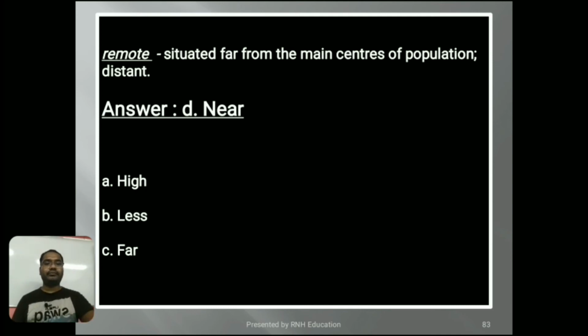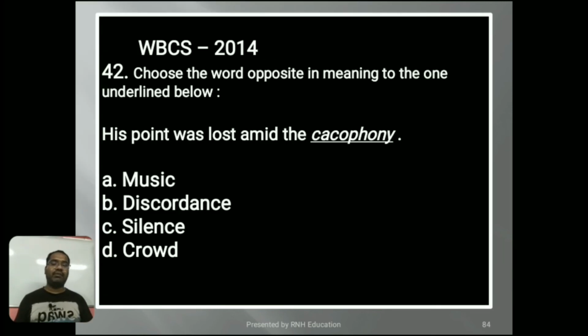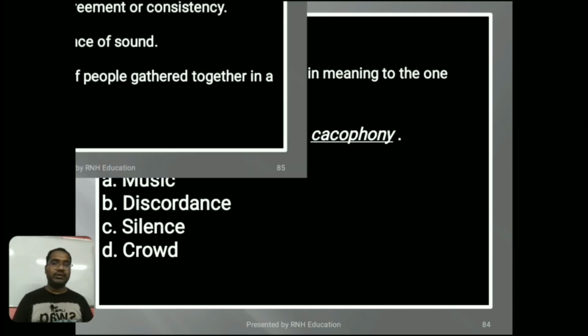Going to the next one, that is question number 42, and these questions have been taken from the year 2014. Choose the word opposite in meaning to the one underlined below. The sentence is, his point was lost amid the cacophony. The word is cacophony. The options are A, music, B, discordance, C, silence, and D, crowd. Now check the solution section.